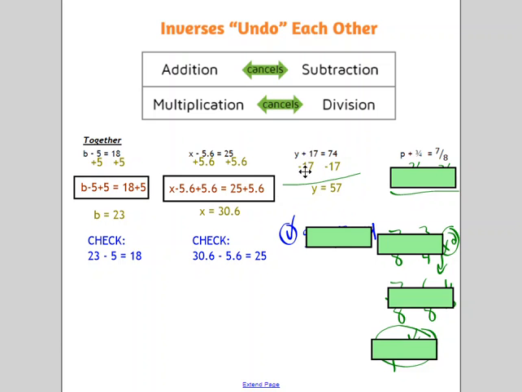But now if I cancel out the plus 17 with a minus 17, I'm left with y. And over here, if I subtract 17, I end up with 57. So my hunch is that the variable will be 57. So we want to plug that in now and double check our work. So if I do that, 57 plus 17, I get 74. It does check. So I'm doing that one right.